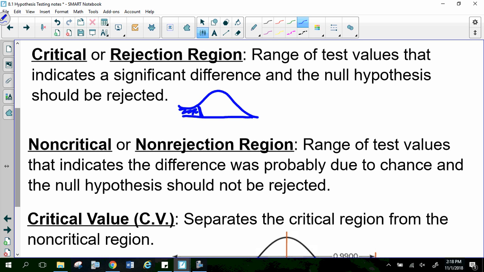And the last one is the critical value. It separates the critical region from the non-critical region. Whatever you choose your alpha to be, that's your Z or your T, whatever it is. That's the value that's separating the two regions, and then your test statistic falls in either region.